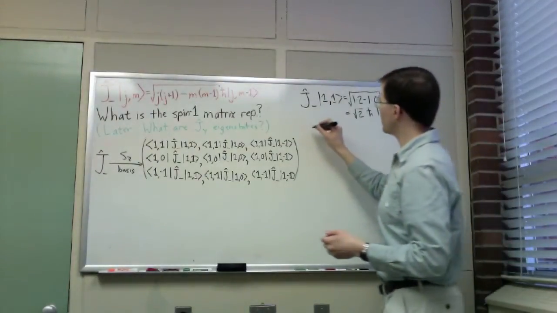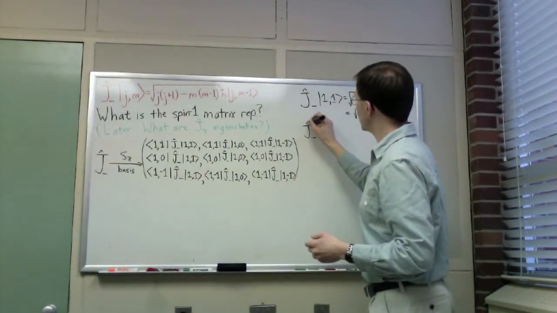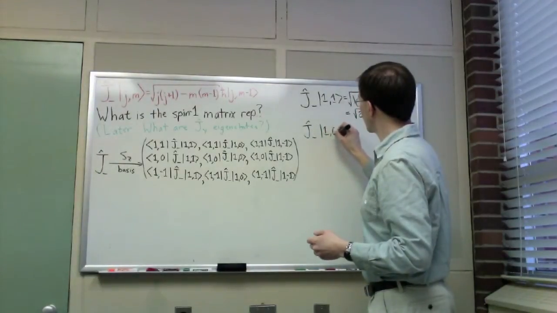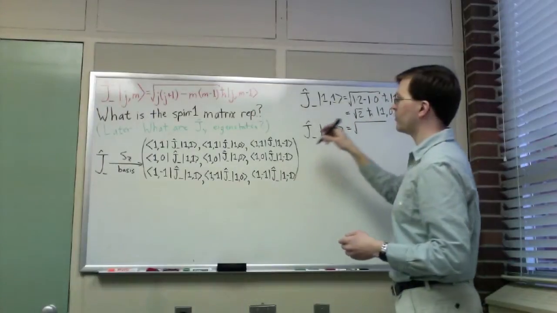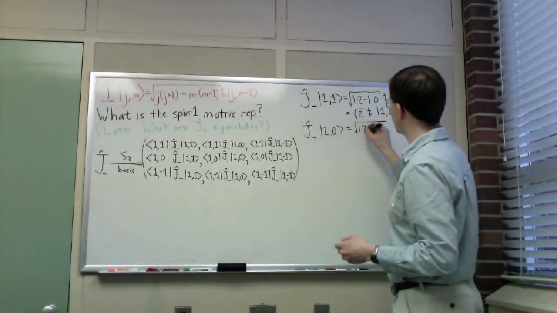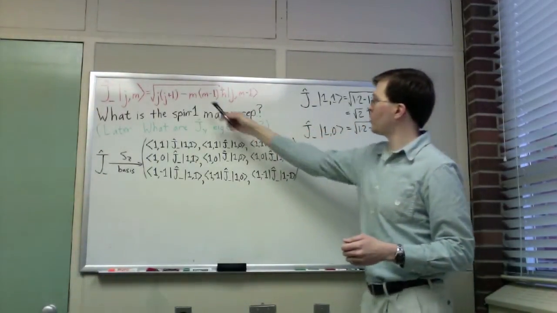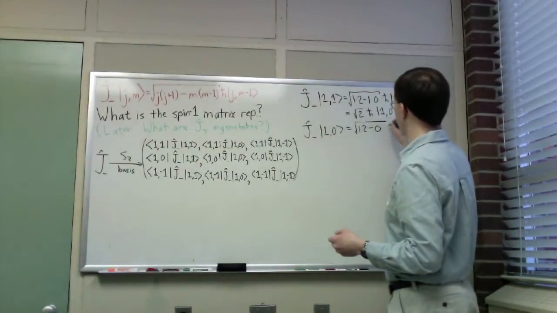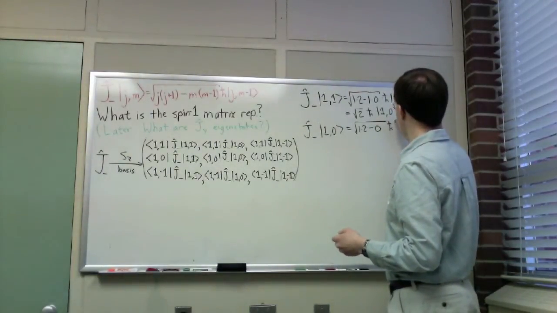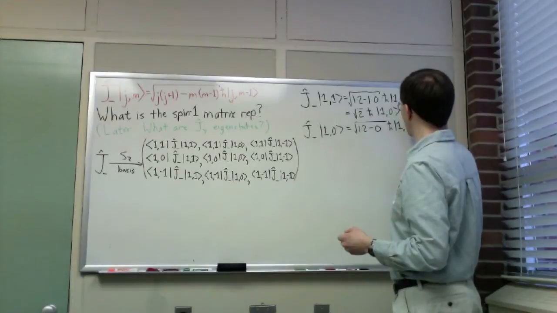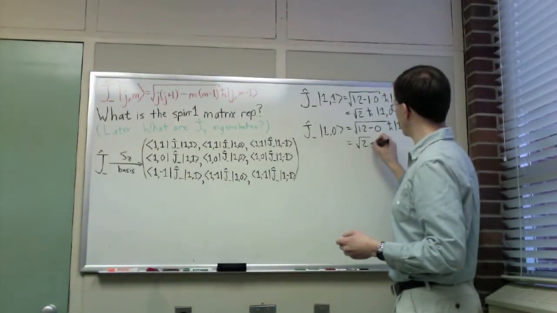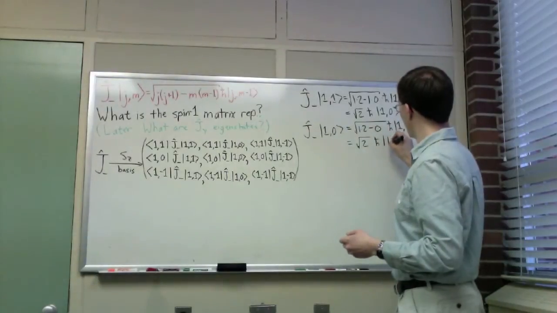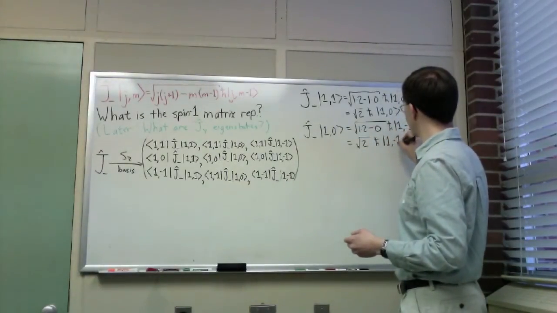We can do the same thing with the others. J minus acting on 1,0 will give us, let's do the same thing, the square root of, same thing up front, 1 times 2 minus, and now 0. Oh, 0. We're done there. Times h bar times 1 comma minus 1, because we're lowering. So in other words, that's once again the square root of 2 h bar times 1 comma minus 1.